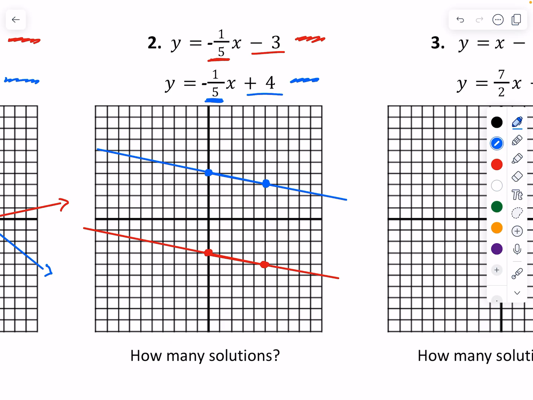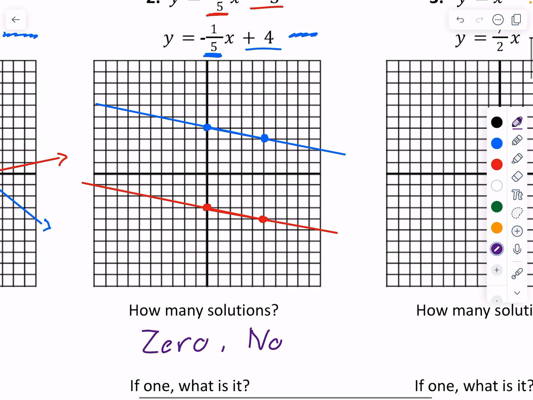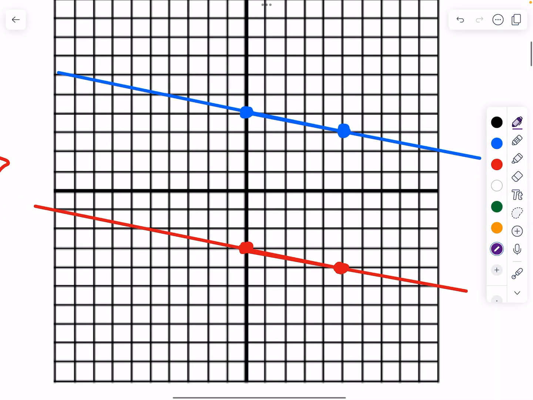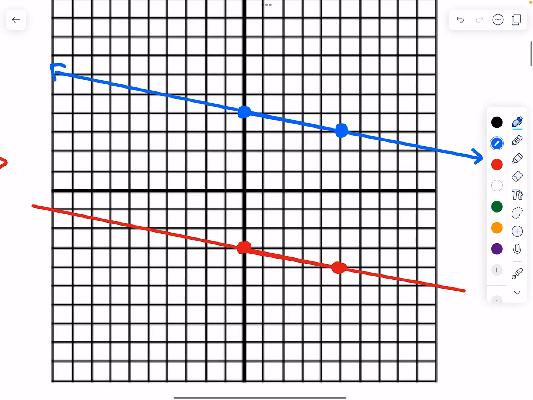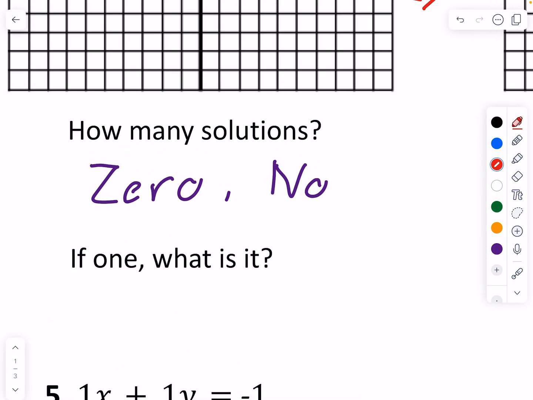If you said that there were zero or no solutions, you are correct. That is because if we look at these two lines, they are never going to touch. They're going to keep going forever to the left and to the right, and they are never going to cross each other. And that is where we will have no solutions.